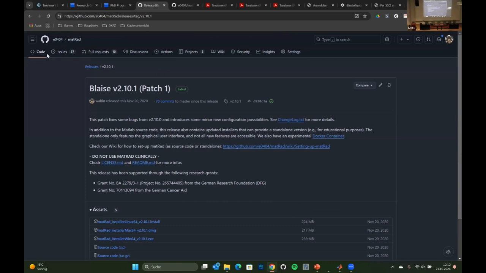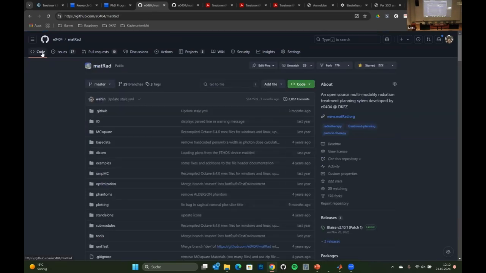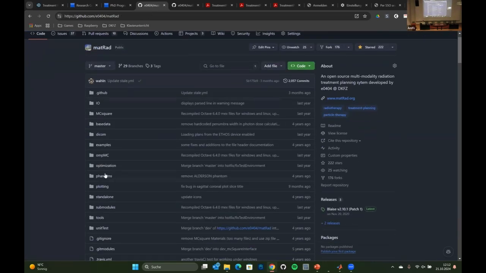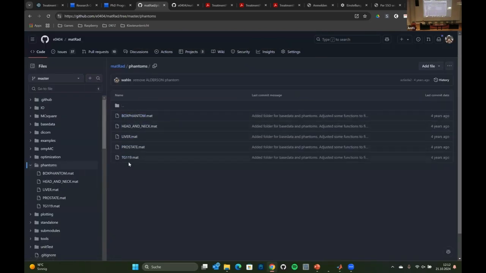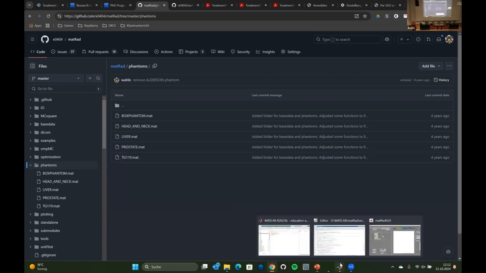And if you just click on code from there, up here, you can basically navigate to the phantoms folder yourself and just download the phantoms yourself, and then you can put them wherever you want. It's just a little bit stupid. We were a little bit limited with the installation location of the data when creating these standalone executables.